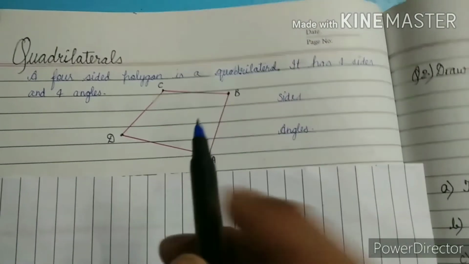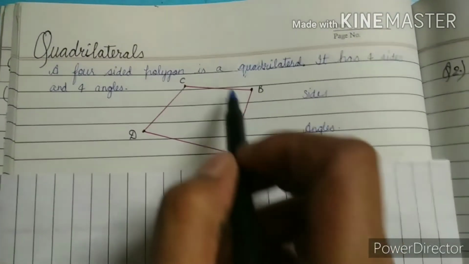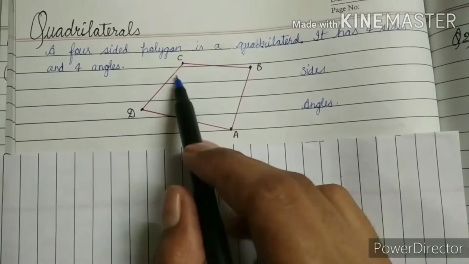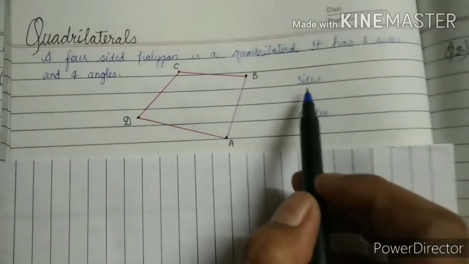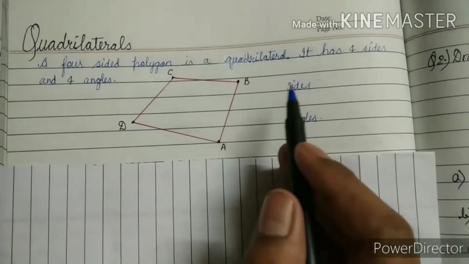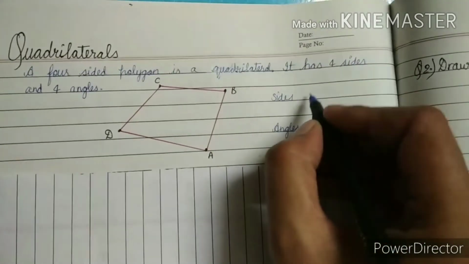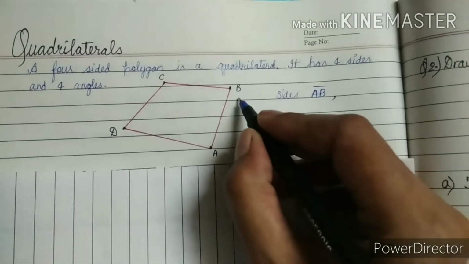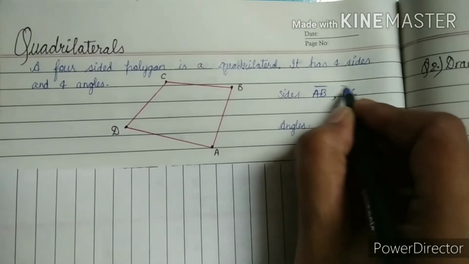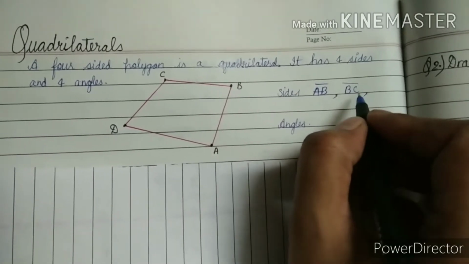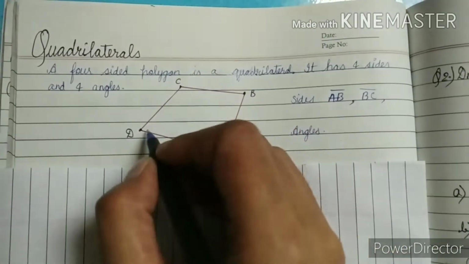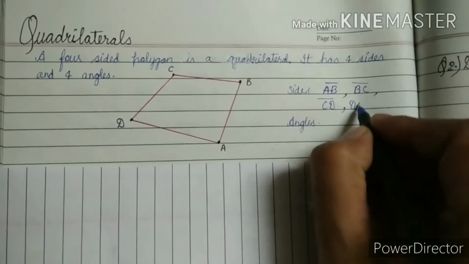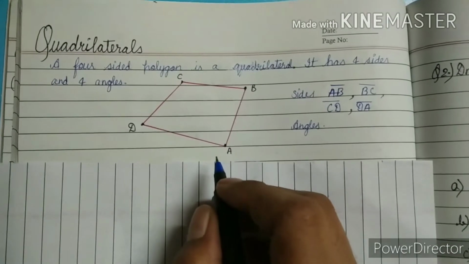As you can see here, I have drawn a figure which has four sides and four angles: angle A, angle B, angle C, and angle D. How many sides are there? If we start from A to B, the first side is AB. The next side is BC. They are line segments, that's why I am drawing a single line above them. Then CD, and the last is DA. These are the four sides of the quadrilateral.